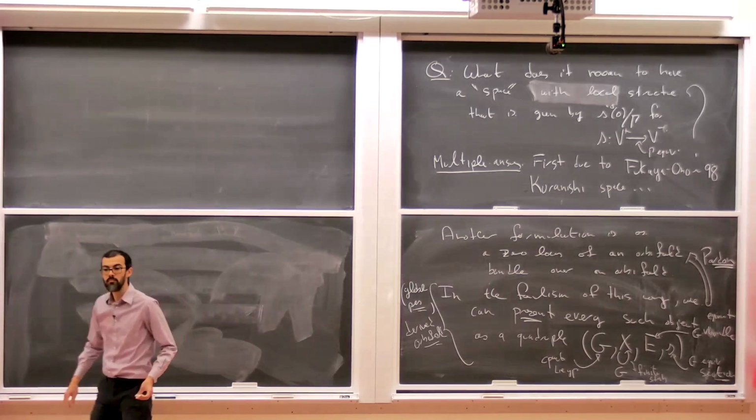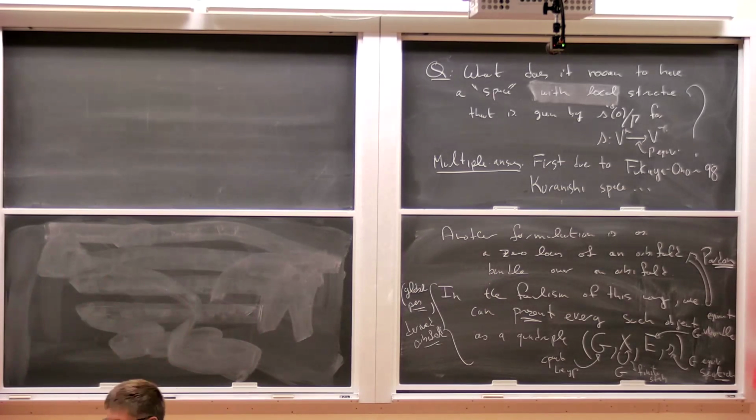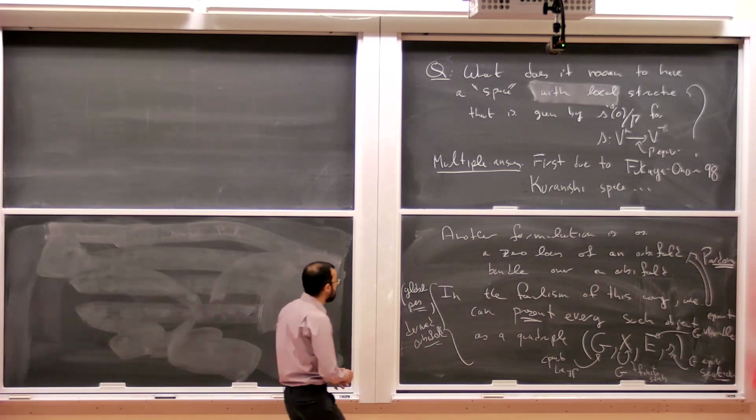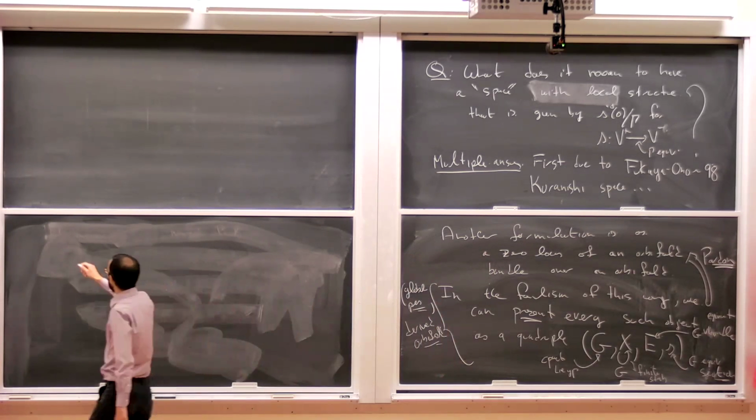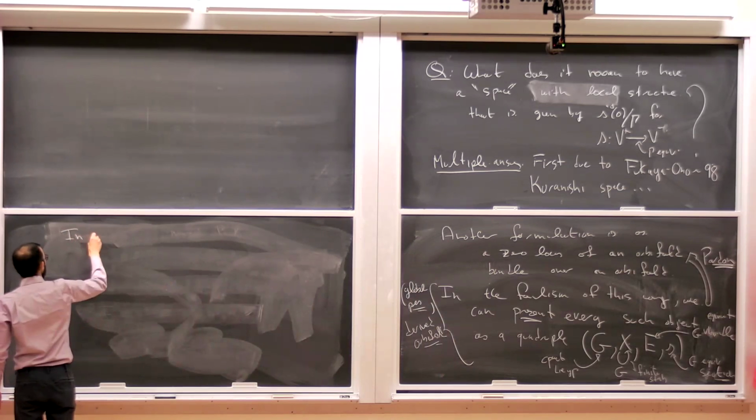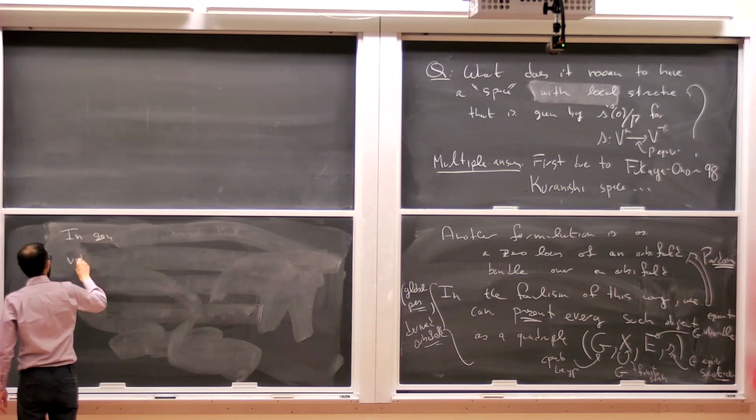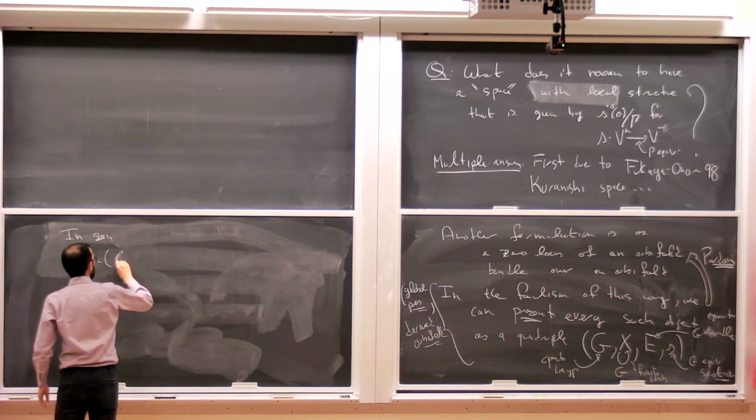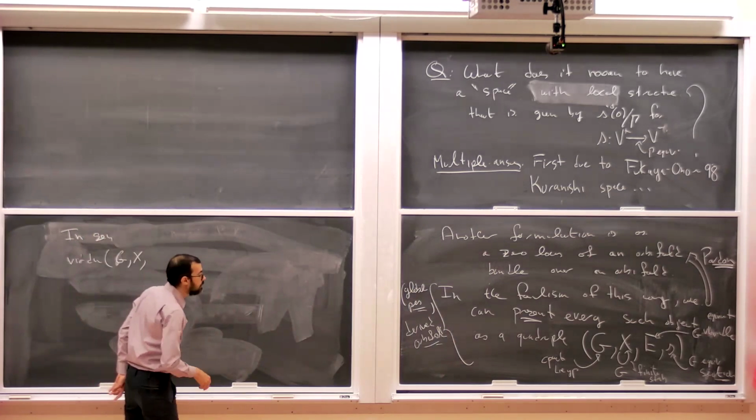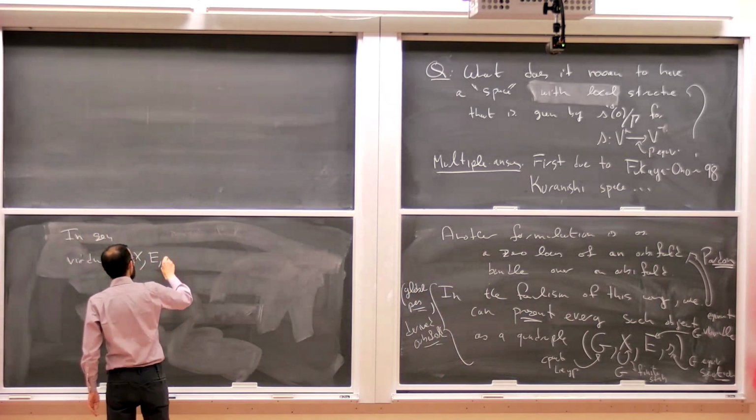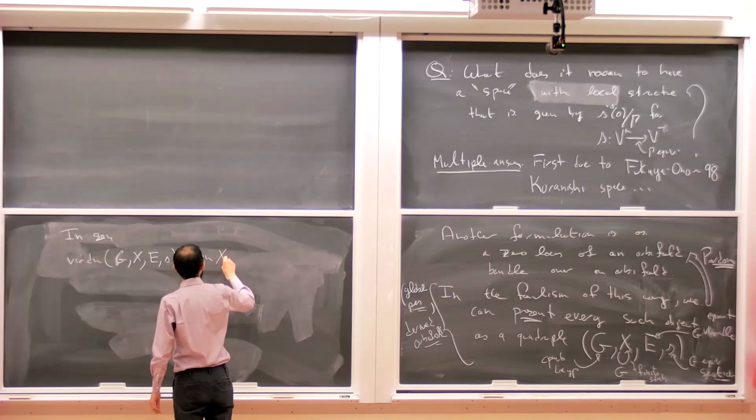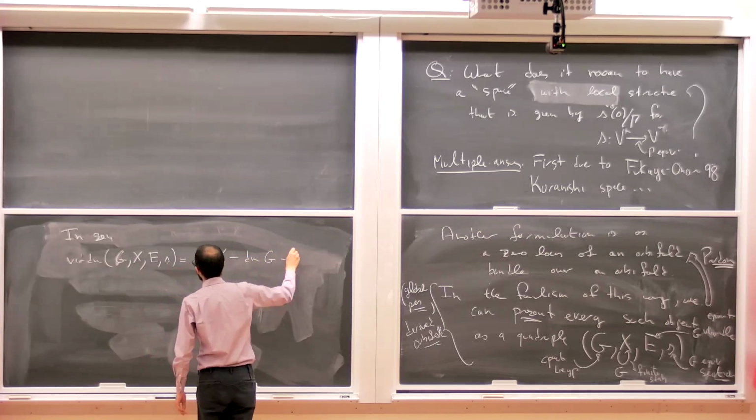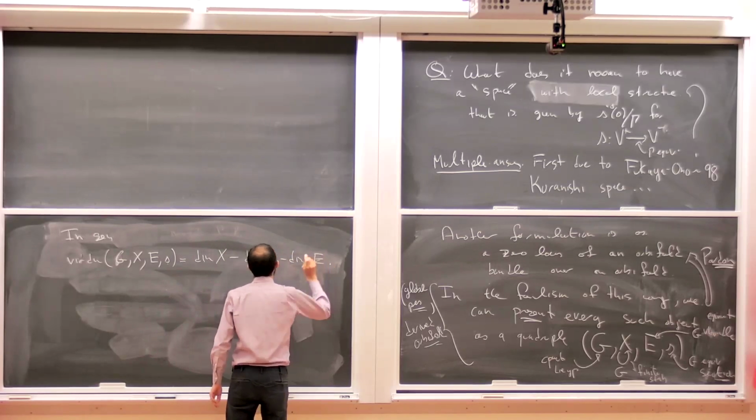What is the virtual dimension in general case? Virtual dimension is the dimension. So thank you, I can just do it here. So in general, I just want to say the virtual dimension of this triple G, X, E, S. Well, S is not relevant. It is the dimension of X minus the dimension of G minus the dimension of E.